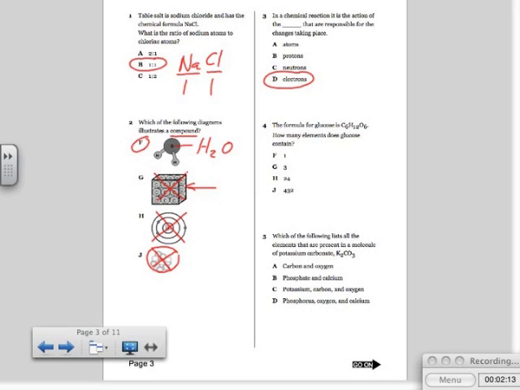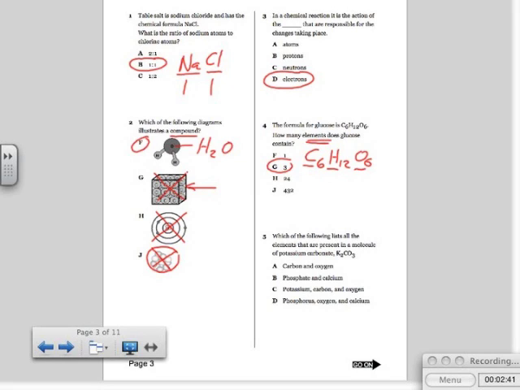Okay, and number 4. The formula for glucose is C6H12O6. How many elements does glucose have? Well, let's write that down. C6H12O6. And it says how many elements does glucose have? Well, the answer is G. It has carbon, it has hydrogen, and it has oxygen. It did not ask the total number of atoms in this question.